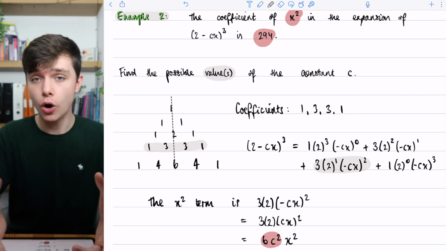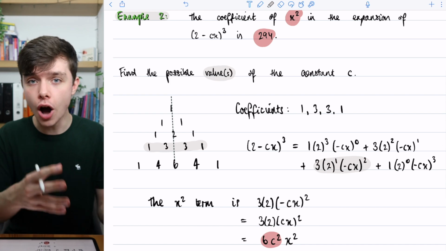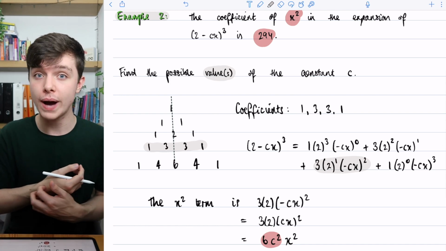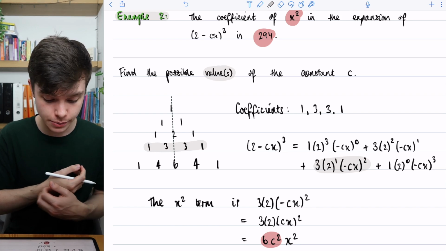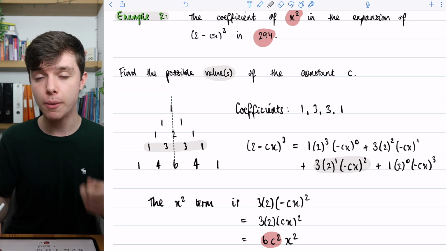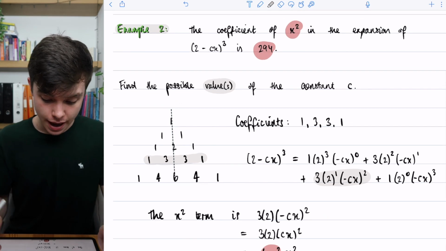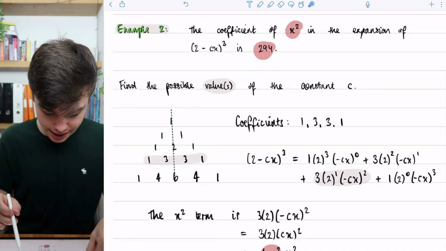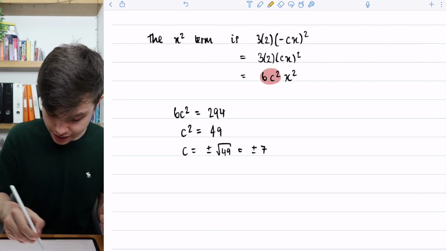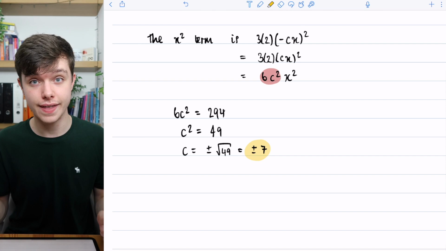Our questions are always grammatically correct. If they're not, then it can lead you maybe down the wrong path, and that's not fair. They're always grammatically correct. So we've got a plural here, we've got values, so we're going to have more than one value of C. And this is always the case. C can either be positive or negative 7. That is your final answer there.